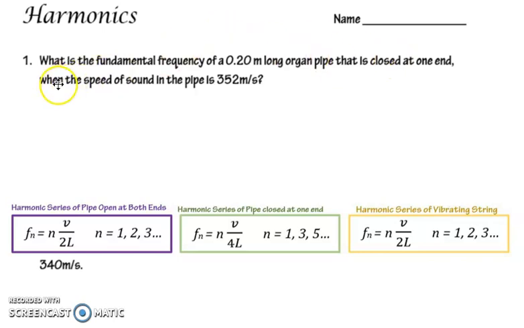Let's start out with the first one here on that worksheet that you did online. What is the fundamental frequency of a 0.20 meter long organ pipe that is closed at one end? So that means that we'll be using this formula, okay? When the speed of sound in a pipe is 352 meters per second. Now, you're going to be using this one so it doesn't have a second frequency or a fourth one.